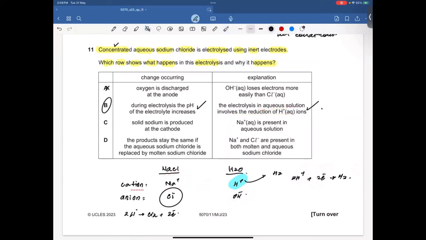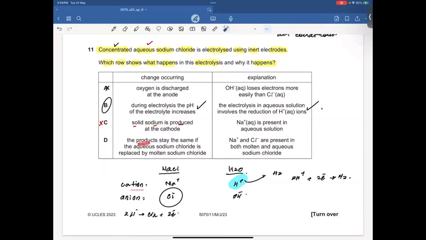Let's talk about other options. Solid sodium is produced. Solid sodium, hydrogen gas is given off. Sodium cannot discharge from the electrolyte because the solution is aqueous, because the medium is aqueous. So obviously it's going to be incorrect. Always remember, the sodium being a metal is always produced at the cathode when we use any molten condition or molten sodium chloride.